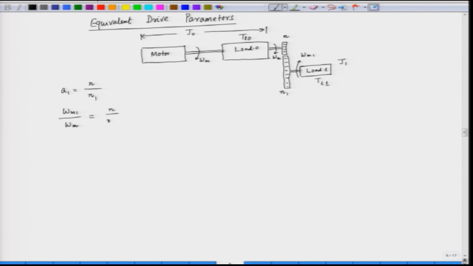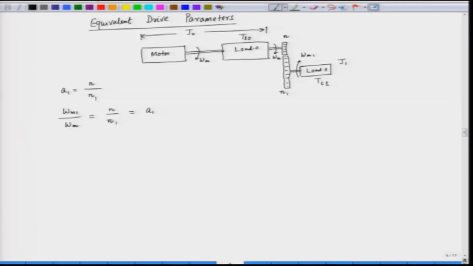Now, if we take the ratio omega m1 by omega m, this is equal to n by n1. The speed of a system is inversely proportional to the number of teeth. If the number of teeth is more, speed will be less. If the number of teeth is less, speed of that particular system is more. So, the ratio of the speed is equal to inverse of the number of teeth. So, omega m1 by omega m is n by n1, and that we call as a1.